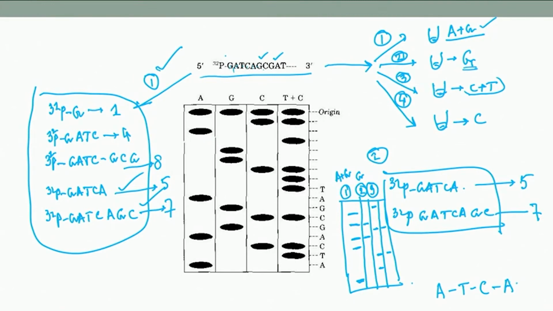ATCA, then G, then it will be C, because both the bands are present, then it will be G. That way you can continue. So let us see whether it is matching: ATCAG, ATCAG, then CG, and if you continue you will get the other two, AT. So that is how it is done. Okay.